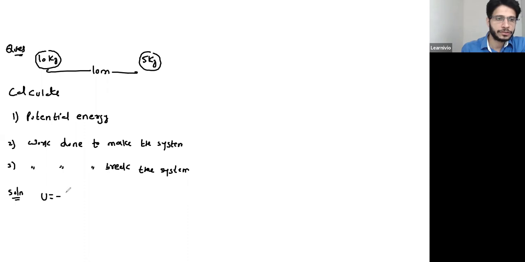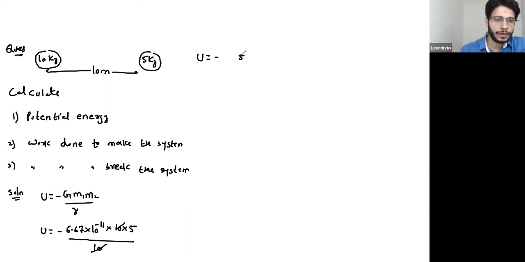The potential energy is minus of G m1 m2 over r. Keep on substituting the values. G is 6.67 into 10 raised to the power minus 11. M1 is 10, M2 is 5, R is 10. So this 10 will cancel this 10. So it's minus of 33.35 into 10 raised to the power minus 11. So that's the answer of part 1.